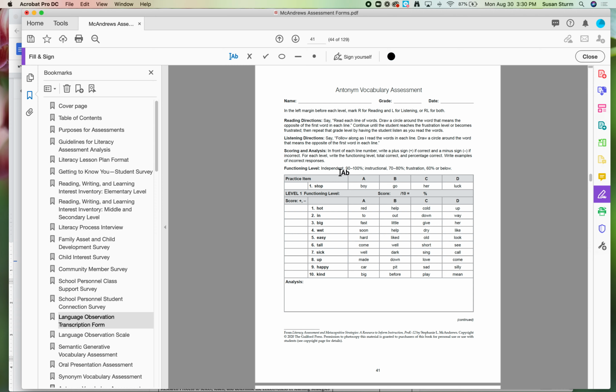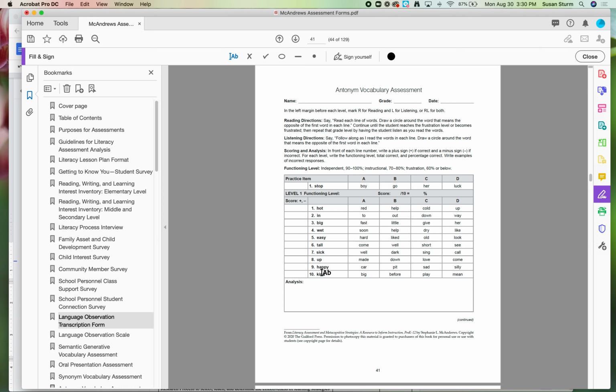And then for this, you're looking for the functioning level for the student, and that is shown to you here on this line. So a student who's able to get 90 to 100 on this, or 9 or 10 correct, is at the independent level. That means that all of these words on this grade level, this functioning level for them, is independent. They can come up with an opposite in vocabulary.